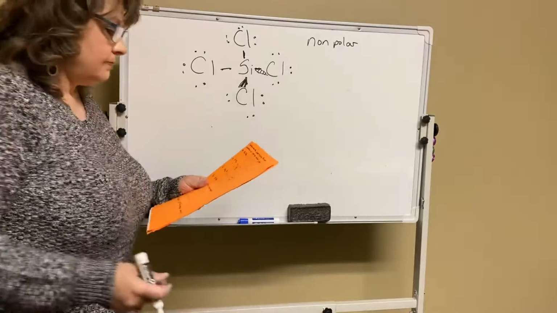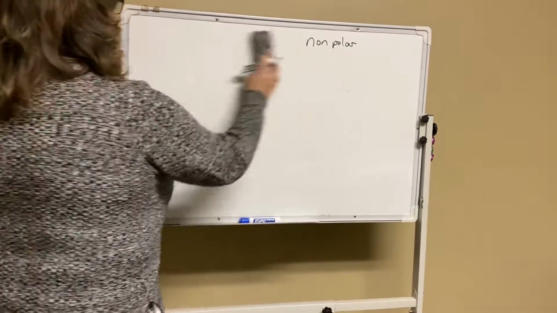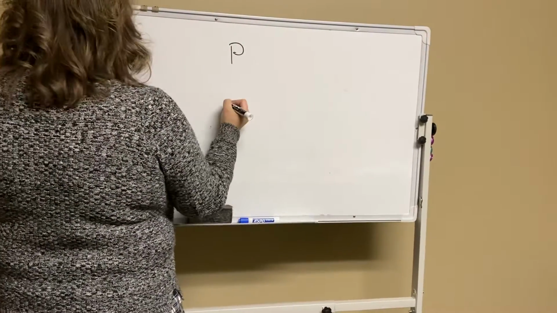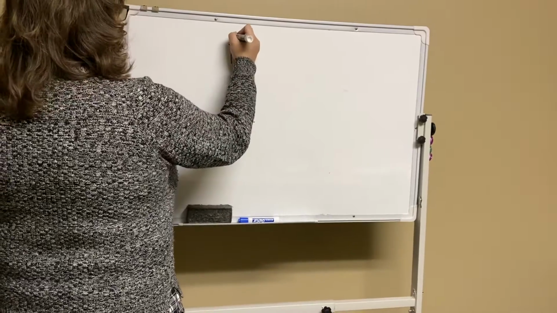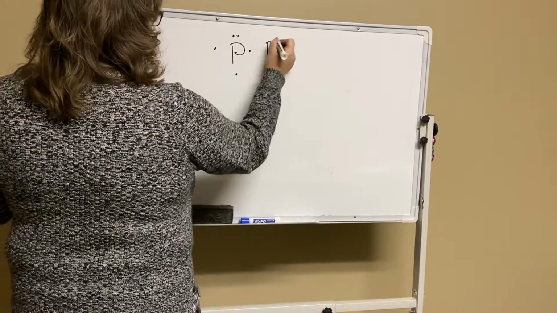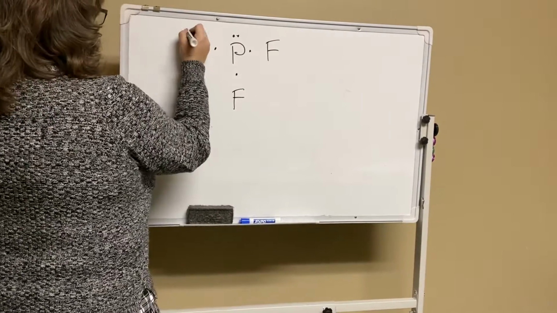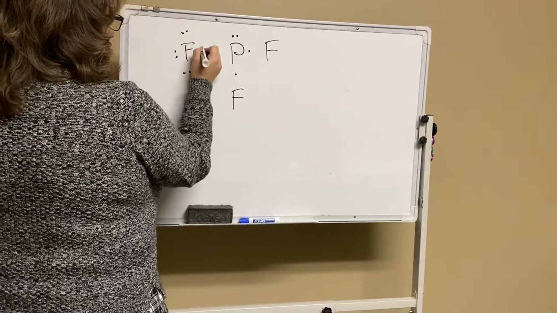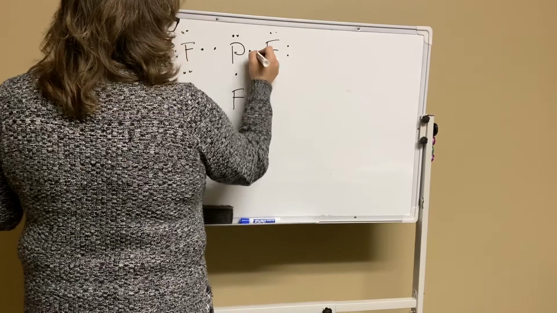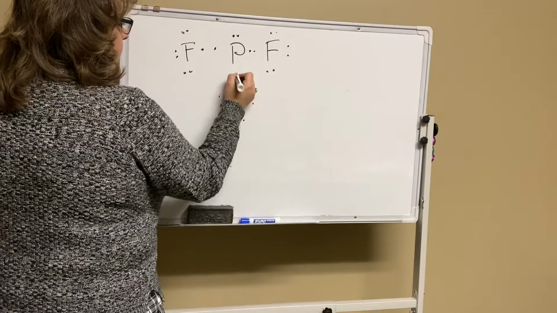All right, next one, we're going to look at phosphorus trifluoride, okay? So I have phosphorus here, and let's draw my molecules so I can bond these together. I have 3 fluorines. 1, 2, 3, 4, 5, 6, 7 for each of my fluorines. Go ahead and do my bonds.